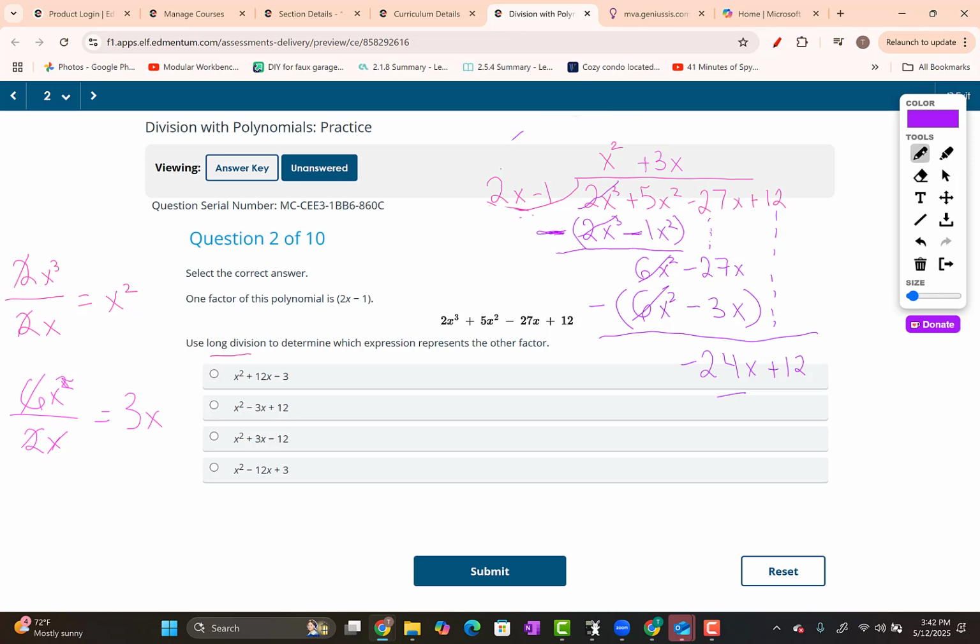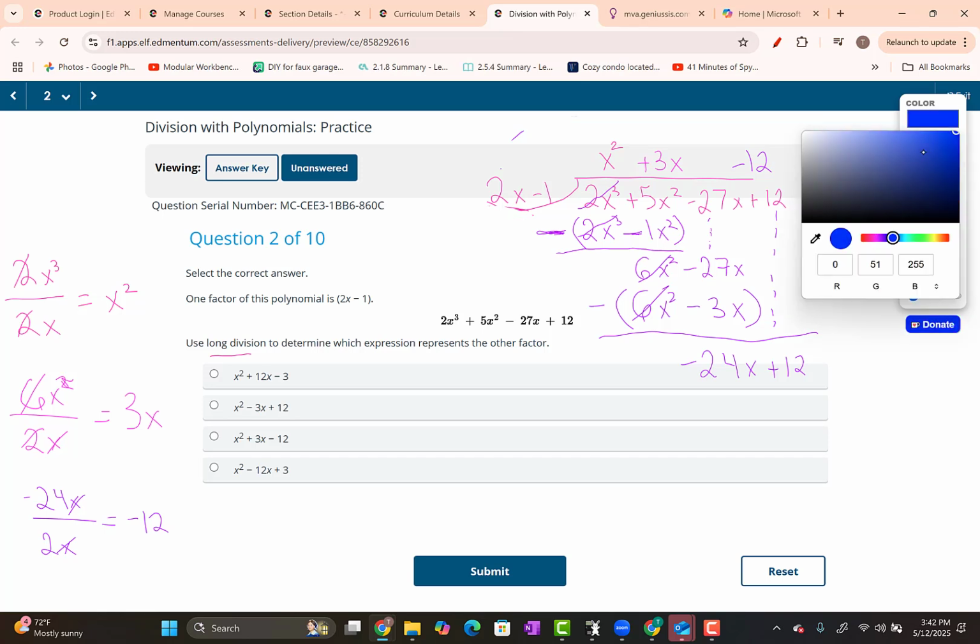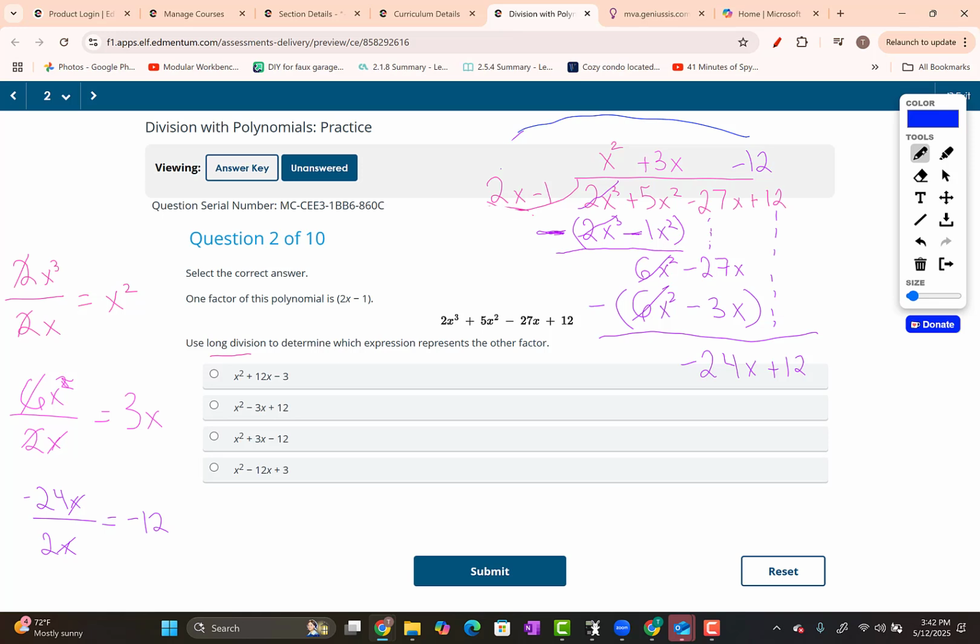I'm going to take the first term, negative 24x, and divide it by the first term, 2x. Negative 24 divided by 2 is negative 12, and the x's cancel. So divided, and now finally we're going to multiply. Negative 12 times 2 is negative 24x. Negative 12 times negative 1 is positive 12.